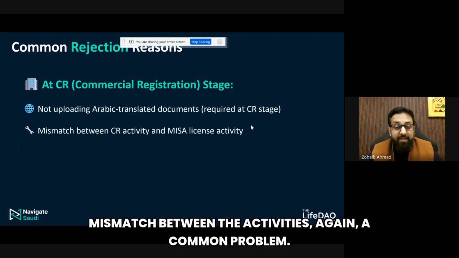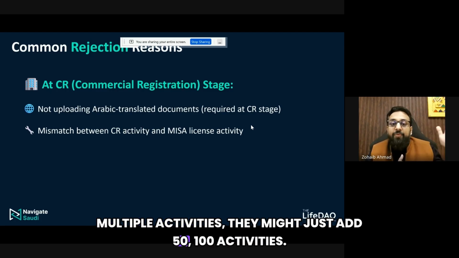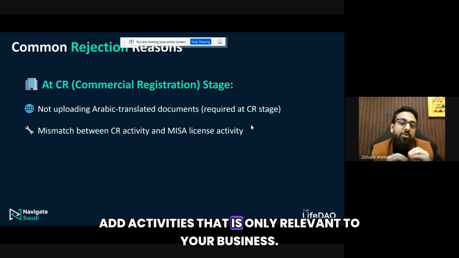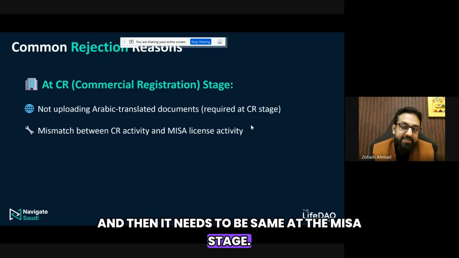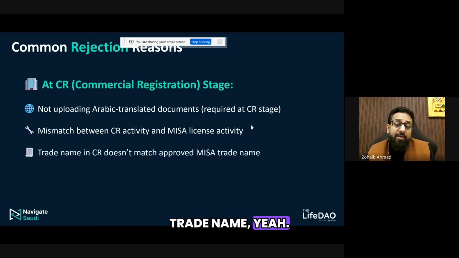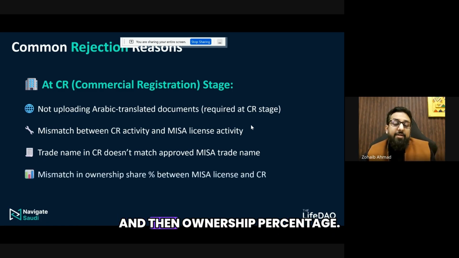Mismatch between the activities, again, a common problem. Unfortunately, what people do is, because it's open to add multiple activities, they might just add 50, 100 activities, not a good practice. Add activities that are only relevant to your business. And it needs to be the same at the MISA stage, and also the same at the CR stage. Trade name, yeah. When you reserve your trade name, it should be the same on your MISA license and the CR.